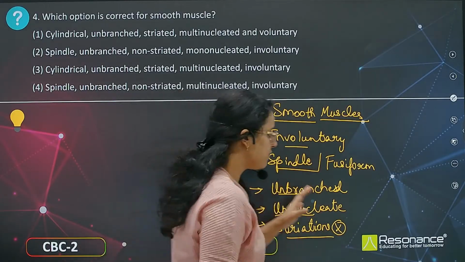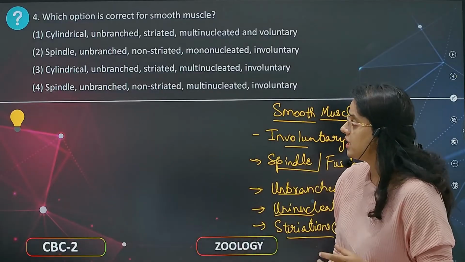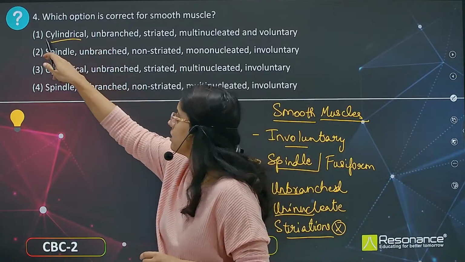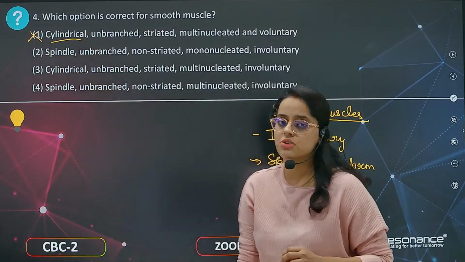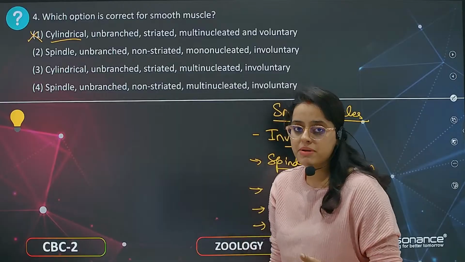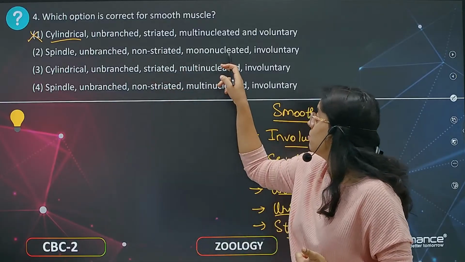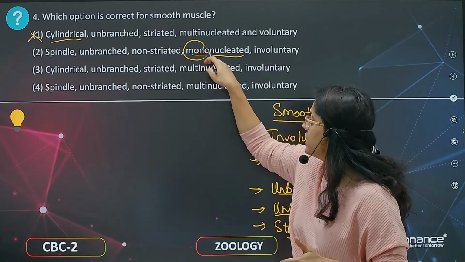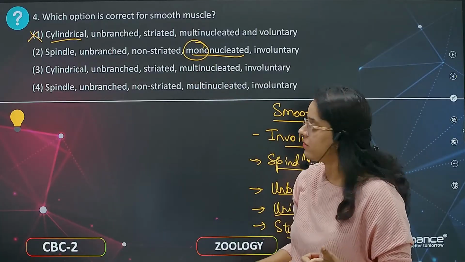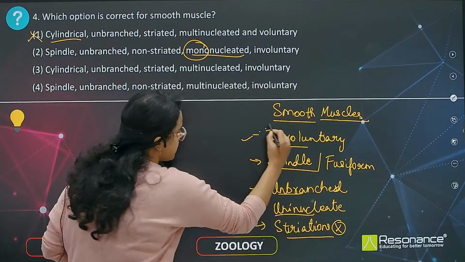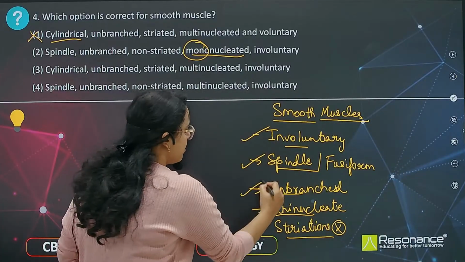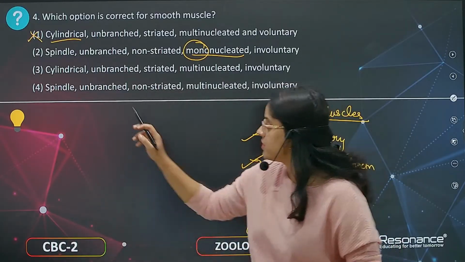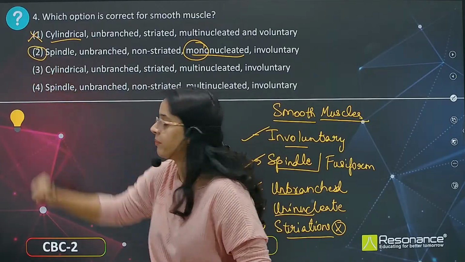Let us find these features in the options. Cylindrical. Again, the shape is spindle shape. The very first point over here is wrong, so you don't have to go with the first option. Spindle, unbranched, non-striated, mononucleated or uninucleated. Mono means single, right? Uninucleated and involuntary. Yes, all the characteristic features are present: involuntary, spindle, unbranched, uninucleated, striations absent, non-striated. So here the answer is going to be the second one.